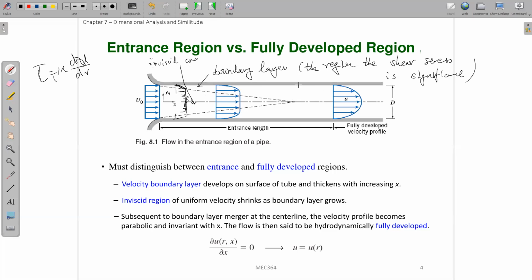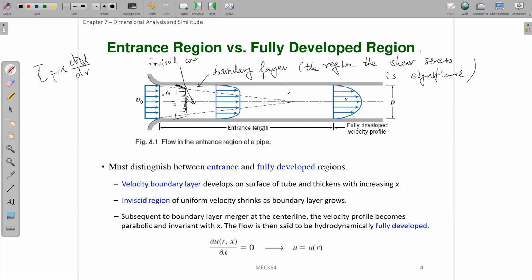Okay, so that means everywhere the viscous shear force becomes dominant. In this region, because there's no inviscid layer, everywhere you will see the velocity gradient. You will see the velocity change in the radial direction, all through the inside of this pipe flow. And this region we call the fully developed flow.